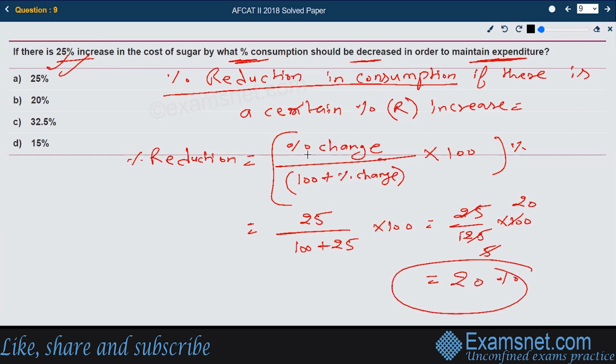So if there is a commodity whose price has been increased by 25%, that commodity's consumption should be decreased by 20% so that the expenditure can be maintained. So the right answer is B.